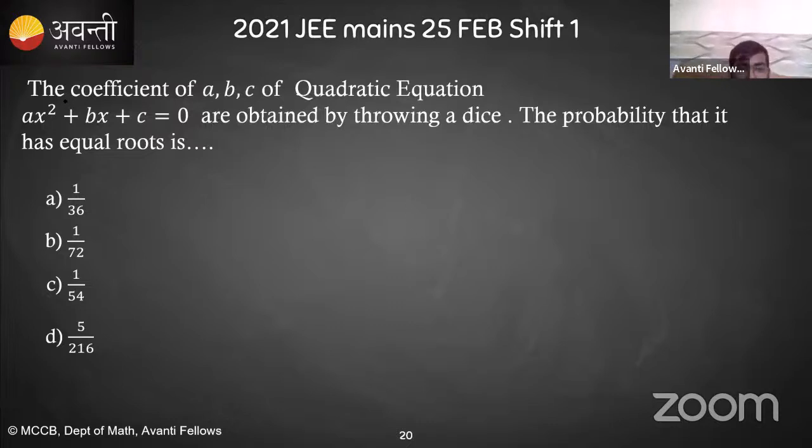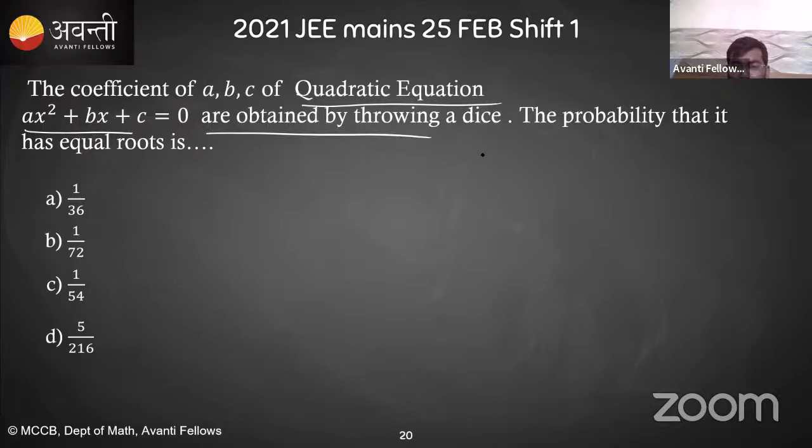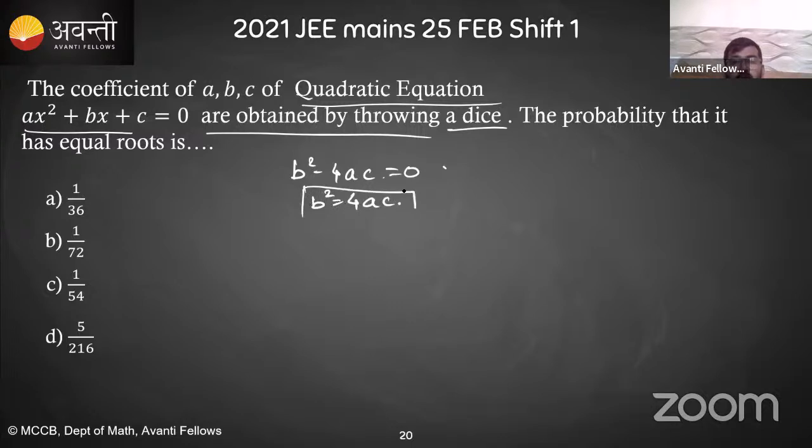Now the coefficients a, b, c of the quadratic equation ax square plus bx plus c are obtained by throwing a dice. The probability that it has equal roots is asked. To have equal roots, we know that b square minus 4ac should be equal to 0, which means b square should be equal to 4ac.